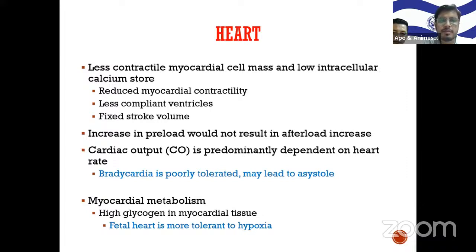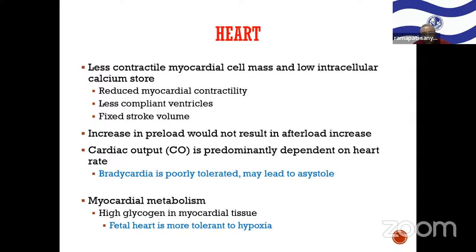Yes, Sir. I would like to explain this. The important part is that the myocardial cell mass is fixed and it cannot increase. As you increase the preload or make more blood return to the heart, as happens in the adult, the contractility increases according to the Frank-Starling law. But here the Frank-Starling law doesn't act because there is less contractile myocardium. They also have low calcium stores.